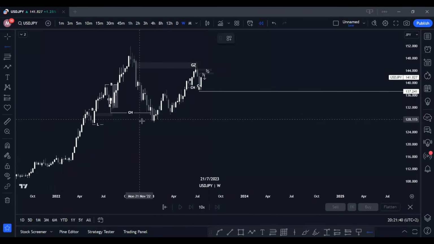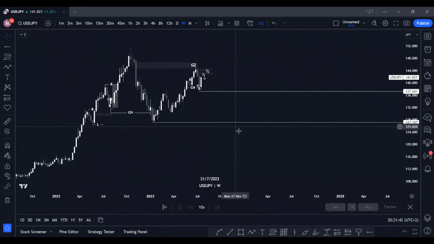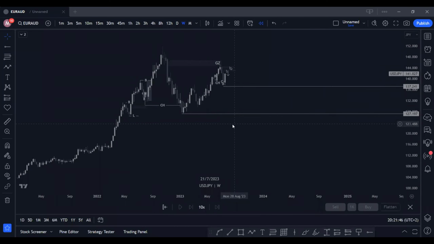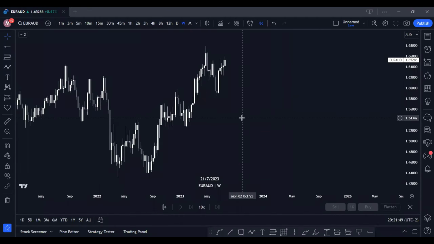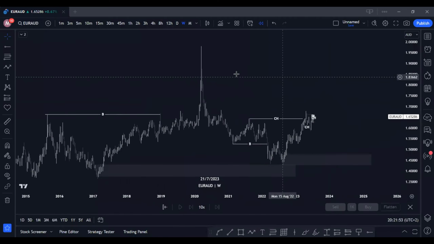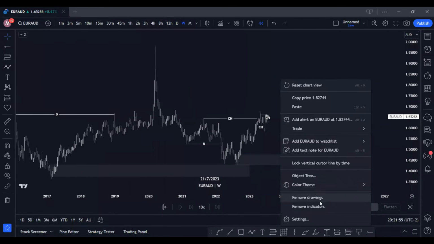So your second take profit is going to be here at this low here, okay? So that's it for USD JPY. Moving on to Euro AUD, a great top-down analysis here. Let me just remove each and every drawing.